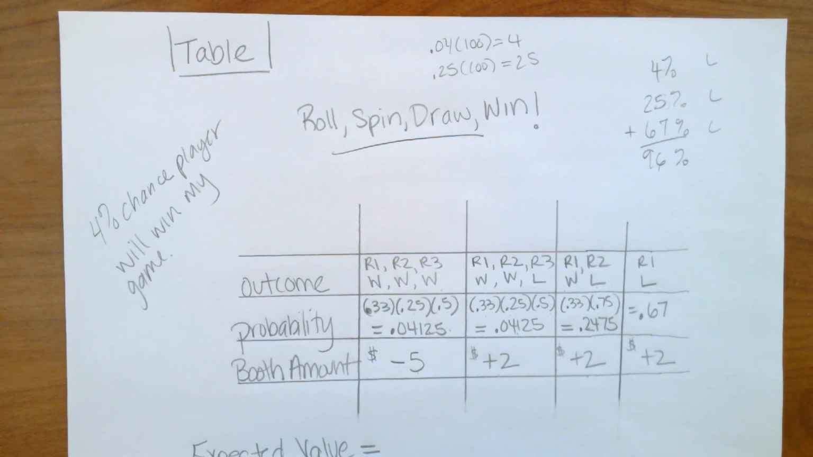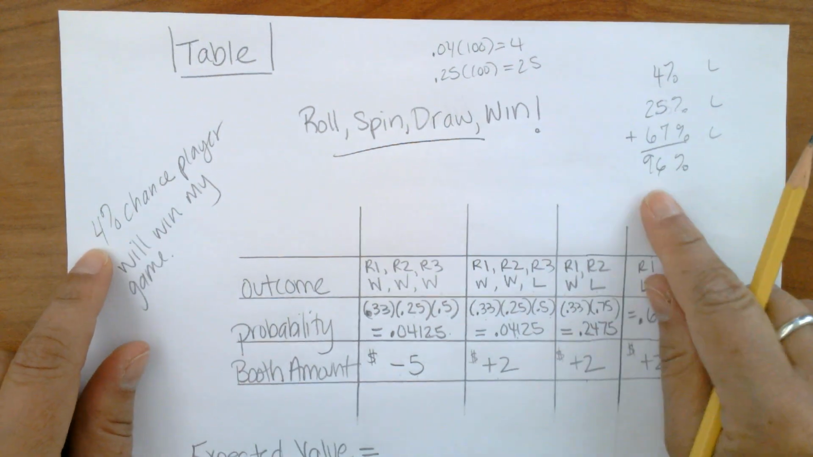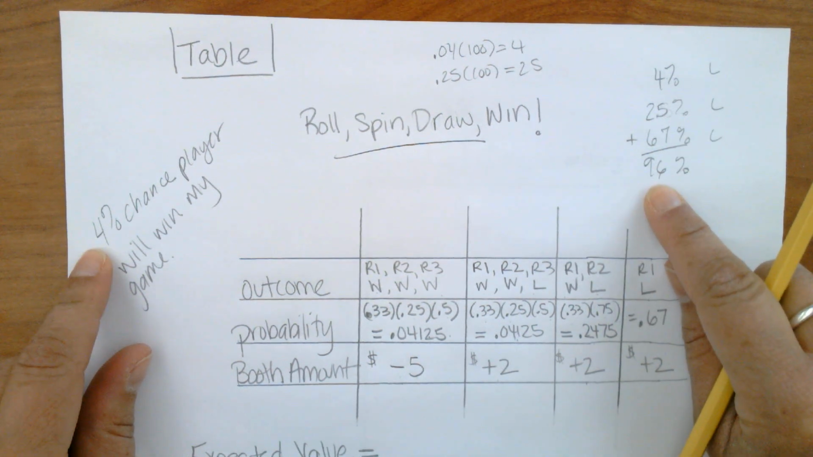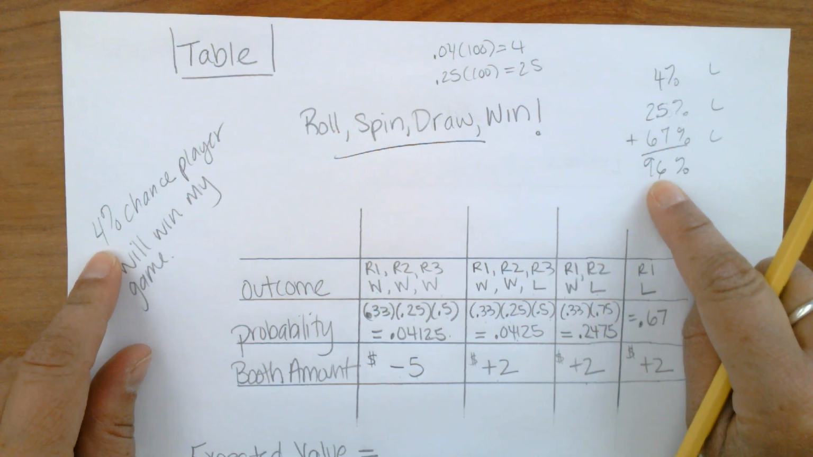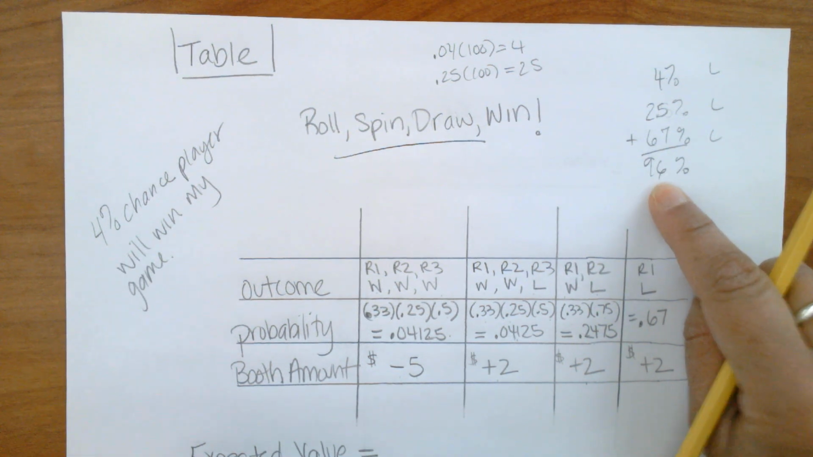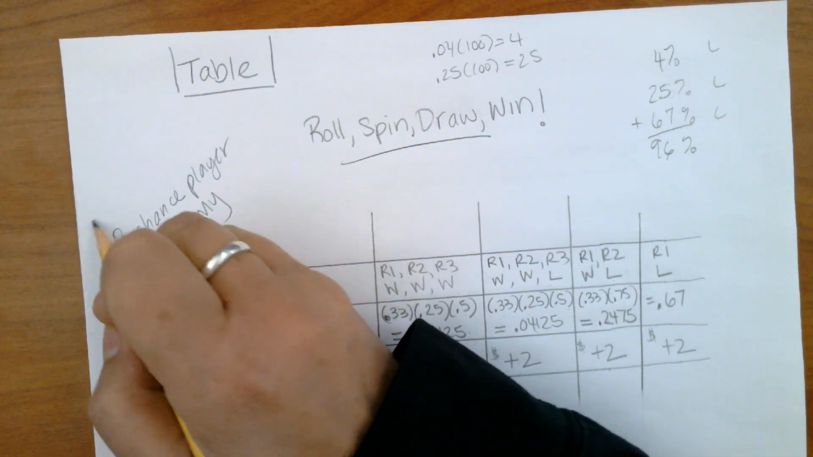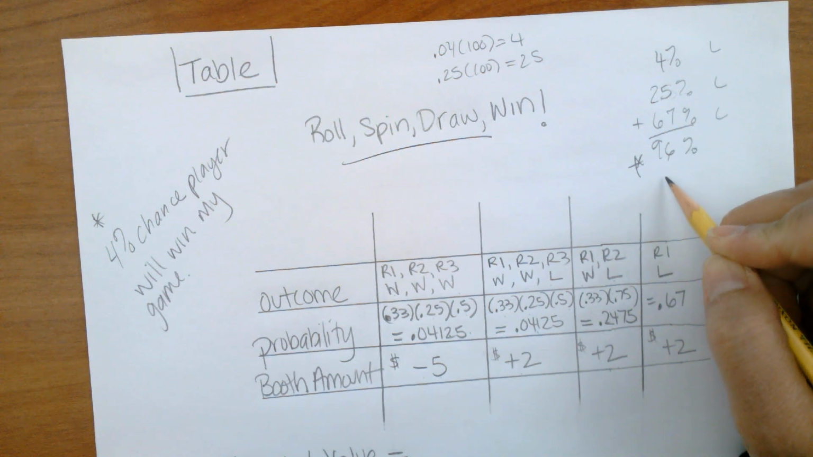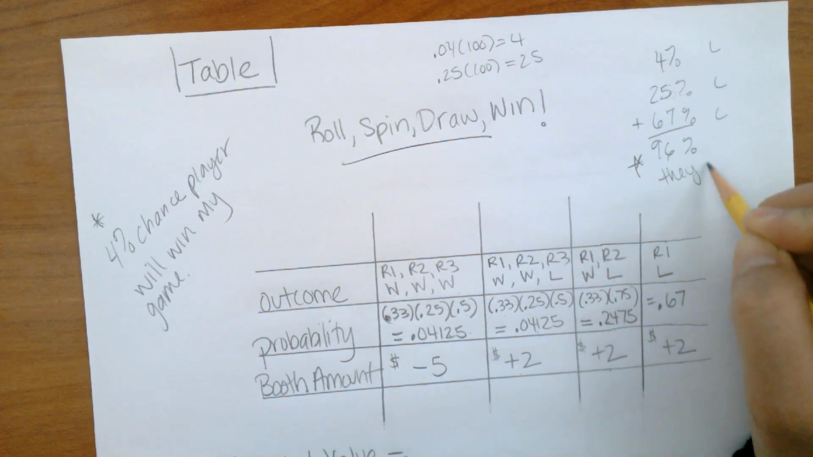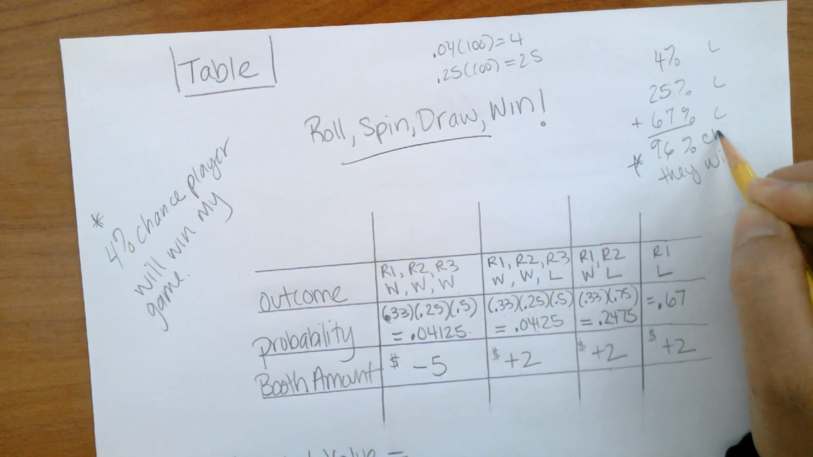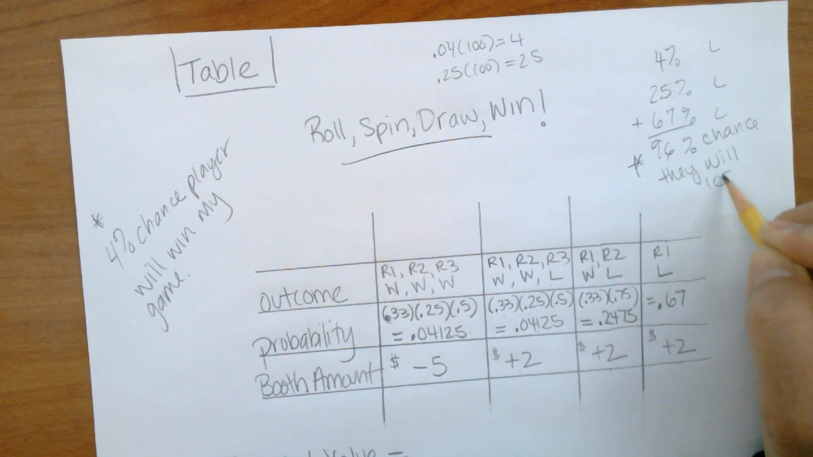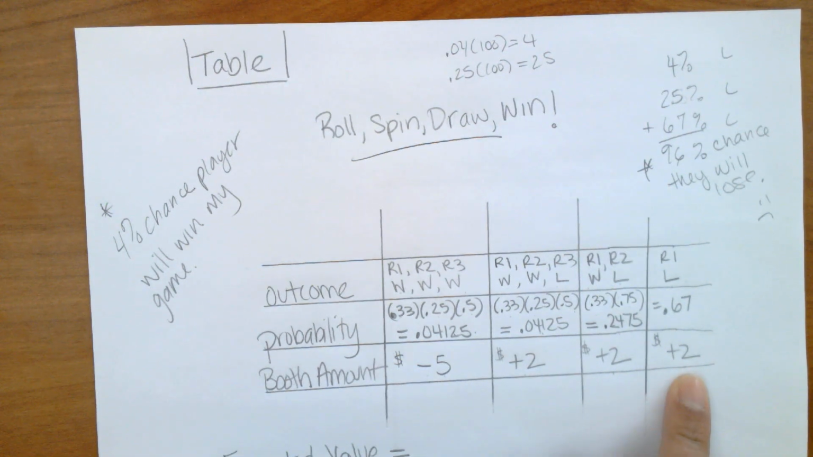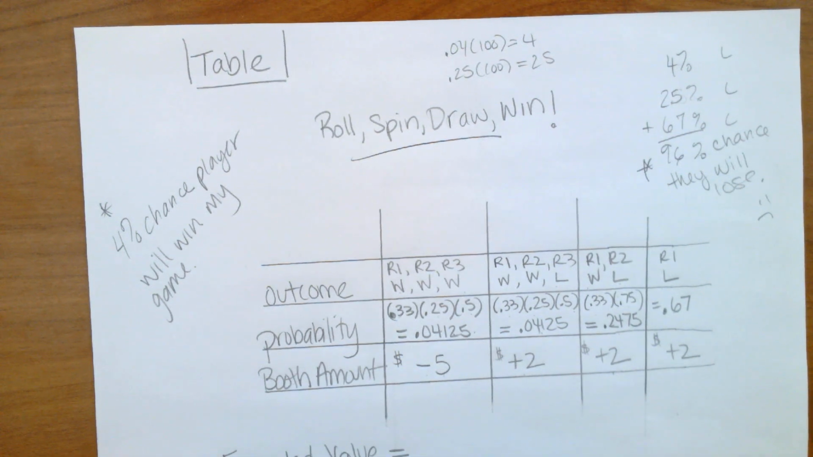Wow, this game's hard, everybody. If you add up all the ways they can lose, and you add up the ways they can win, these two should add to 100. Does 4 plus 96 add to 100? Yes. So they have a 4% chance to win, but they have a 96% chance they will lose. That's sad. And again, I get to keep their $2.